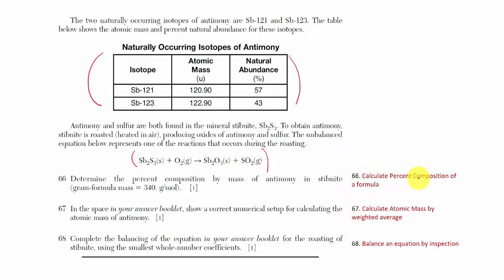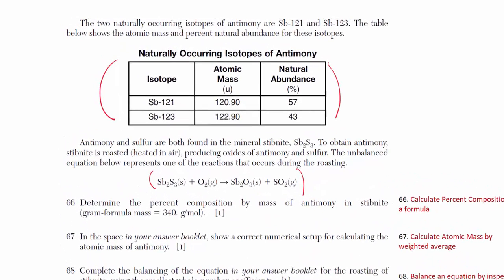The first one is going to ask you to calculate a percent composition from a formula. Second question will be asking you to calculate the atomic mass using a weighted average technique. And the third question, balancing an equation by inspection. Let's go to question 66.